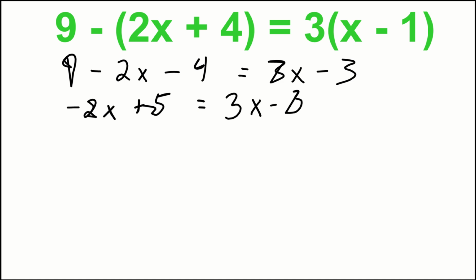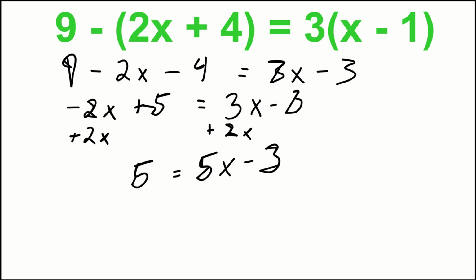Got to get the variables to the same side. So I'm going to move the negative. I'm going to add 2x to each side. So that gives me 5 equals 5x minus 3. Add 3 to each side. So we got 8 equals 5x. And then divide by 5.